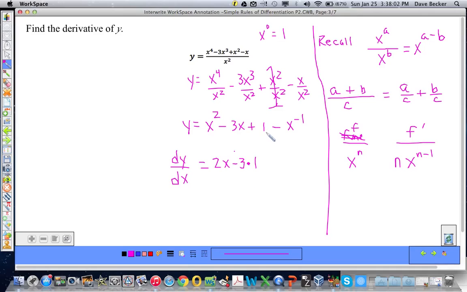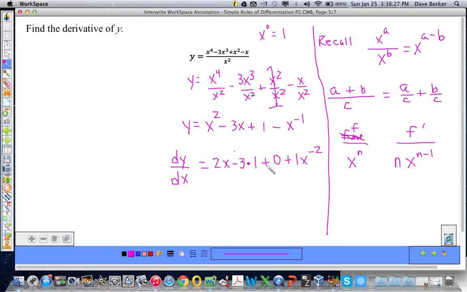And now I have a constant. A constant is just a number. It has no variable. And the derivative of any constant is equal to 0. Okay? So now I have x to the negative 1. Negative 1 times a negative 1 is a positive 1, x, and then negative 1 minus 1 is a negative 2.